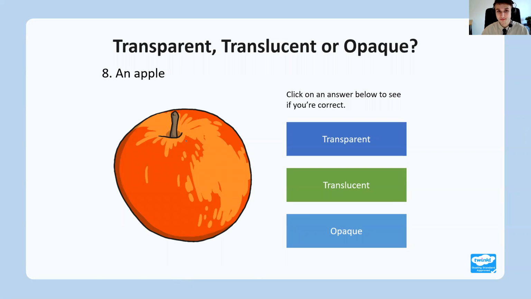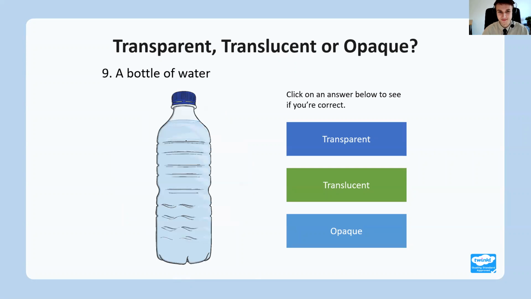An apple would be opaque because you can't see through an apple. A bottle of water would be, what do you think? Oh, it's not opaque because you can definitely see through it. Transparent or translucent? I'd say translucent because you can't see perfectly through it, but you can see a little bit through it, which means some of the light passes through and some gets blocked.